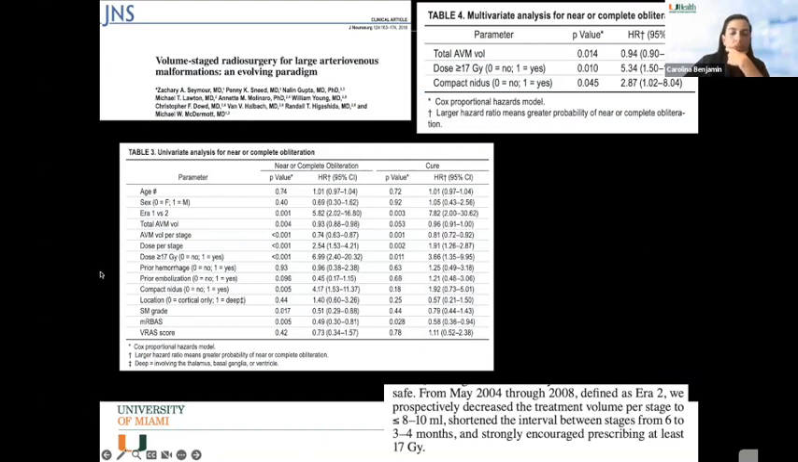This is the whole paradigm about volume staging. It allows you to increase your dose greater than 17 grays. This is another study out of the San Francisco group looking at this. Increasing the dose past 17 seemed to have a significant difference. AVM volume had a significant difference in complete obliteration. So the higher the volumes, the more difficult it is to treat. And then compact nidus also had a significant difference.